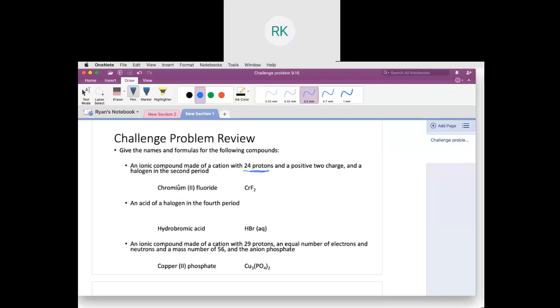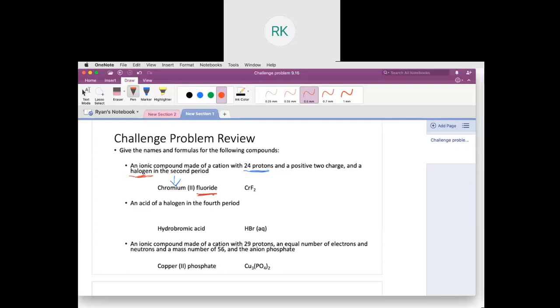So 24 protons, when we look at the periodic table, that will give us chromium, okay? 24 protons, and it says that it has a positive 2 charge. So this is the positively charged portion of this ionic compound. Now the other portion, our anion, is made, I'll do this in a different color, of a halogen, and it's in the second period. So remember, a period means row of the periodic table. And so if we look at group 17 of the second period, we will find fluorine.